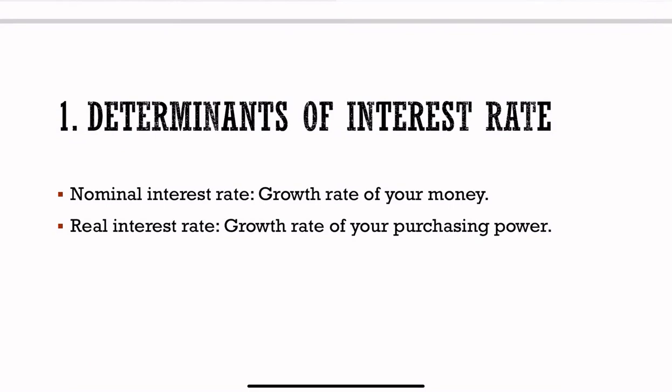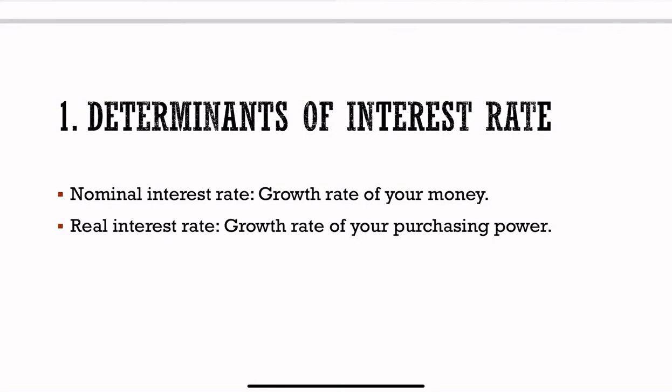So first, we talk about interest rate. Now, there are basically two kinds of interest rates. The first one is called nominal. The second one is the real interest rate. If you have taken macroeconomics, then you should have learned about these two different kinds of interest rates. So, nominal interest rate basically means the growth rate of your money. Real interest rate means the growth rate of your purchasing power.